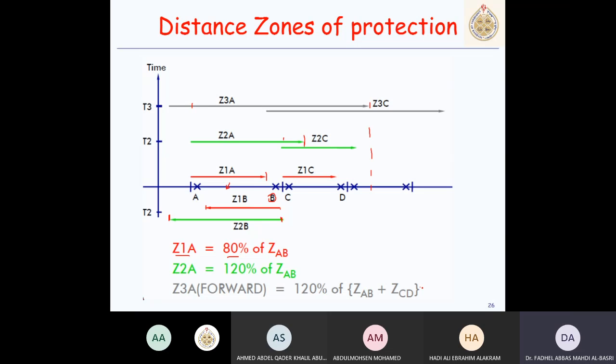Or sometimes we can also use 100% to 120% of ZAB, or sometimes we say ZAB plus 120% of ZCD. This is also a valid setting.